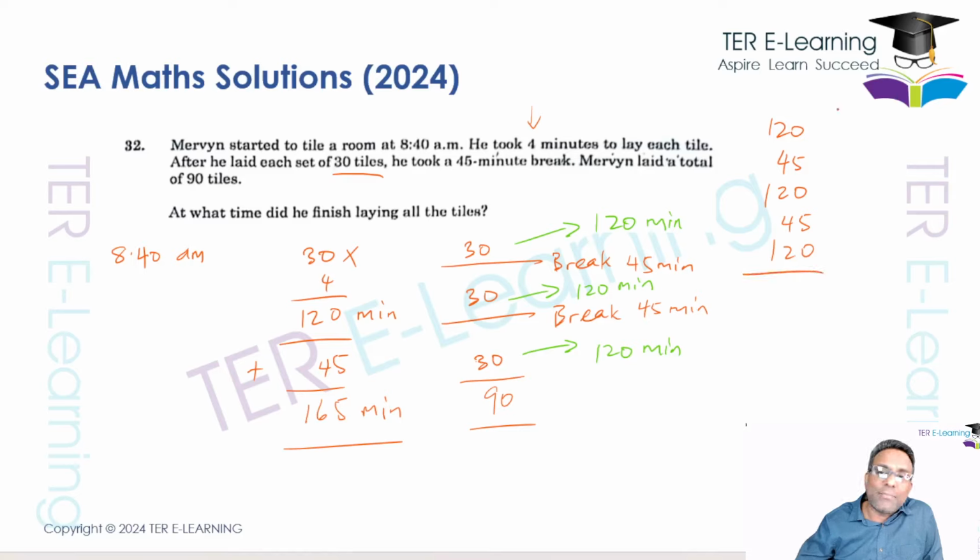So let's add this up, and that will give us the total time that elapsed from when he started tiling. So 5 and 5 is 10. So this is 4 and 2, 6 and 1, 7, 8, 9, 9 and 4 is 13, 14, 15. Right, 1, 2, 3, 4. So that's a total of 450 minutes.